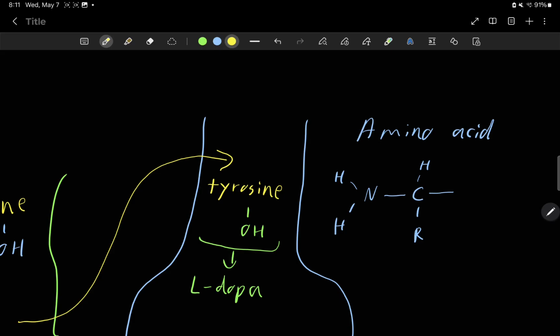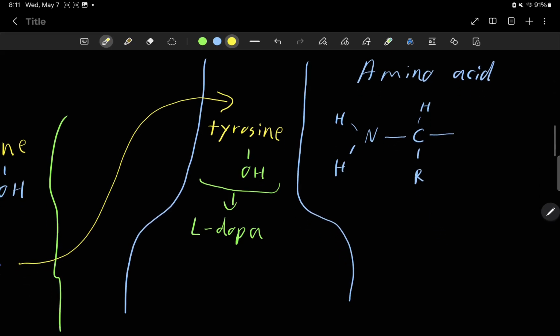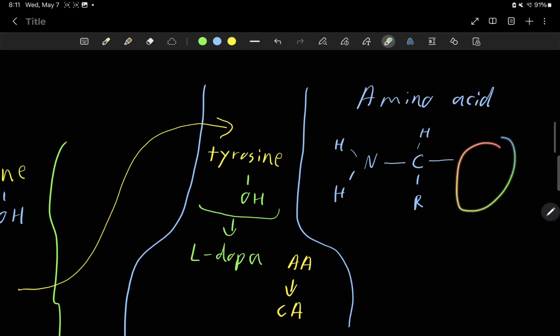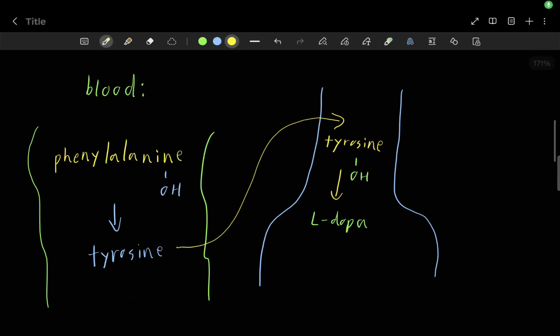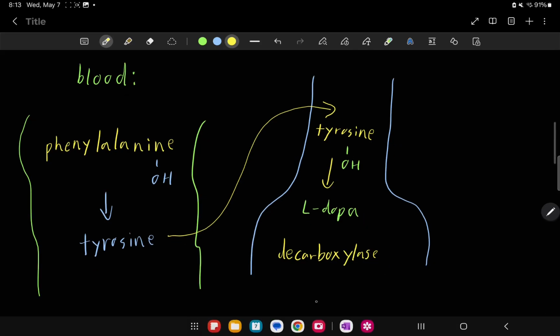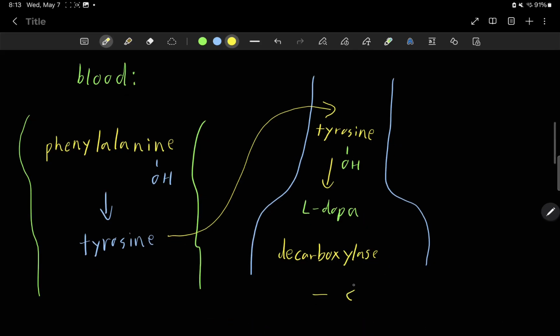And that's exactly what happens to turn L-dopa from an amino acid into a catecholamine. We need to remove the carboxyl group. And this is done by another enzyme called decarboxylase. So just like how hydroxylase is an enzyme that adds hydroxyl groups, now we have this new enzyme called decarboxylase. And what it does is it removes a carboxyl group.